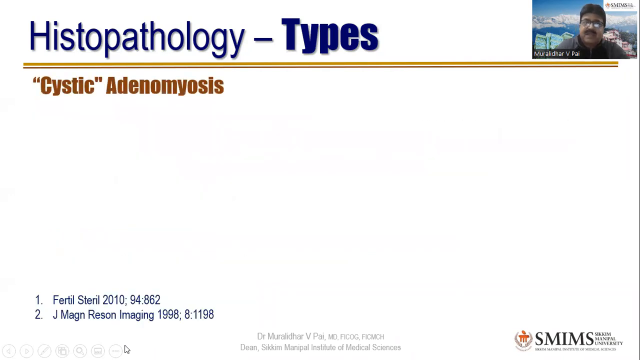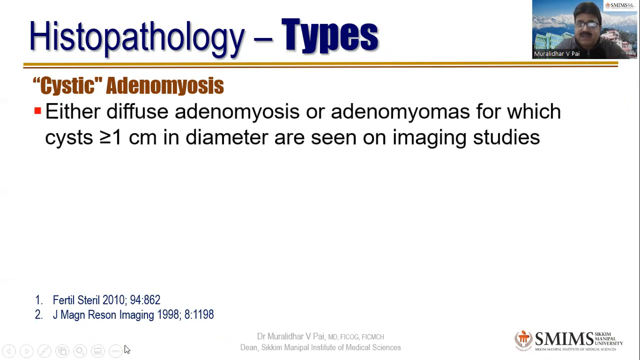Then there is cystic adenomyosis. Cystic is in inverted commas because you think that it is a cyst, but it's almost like a diffuse adenomyosis, or it could be even an adenomyoma, for which cysts of more than 1 centimeter in diameter are seen on imaging studies. So on imaging, you may see that there is actually a cyst there, lakes, what we describe usually, and that can sometimes be called cystic adenomyosis, but it is actually a diffuse adenomyosis or an adenomyoma only.